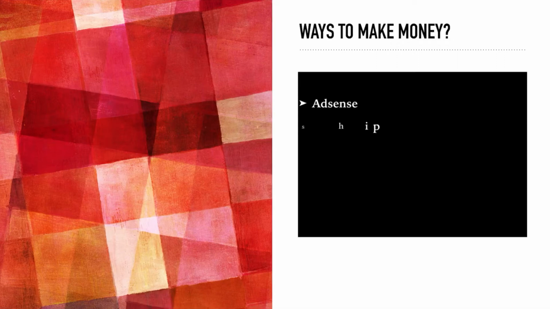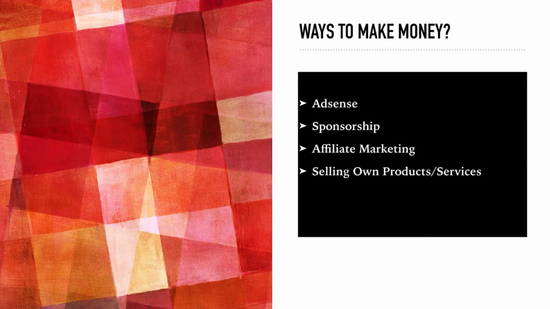Okay, so the first one is AdSense revenue. I'm going to touch upon all of them in the coming slides, but just keep a close watch. Second one is sponsorships. Third one is affiliate marketing. Fourth one is selling your own products and services. And the fifth one is doing T-shirt campaigns. Okay, so these are mainly the 5 ways in which you can make money with videos on YouTube.